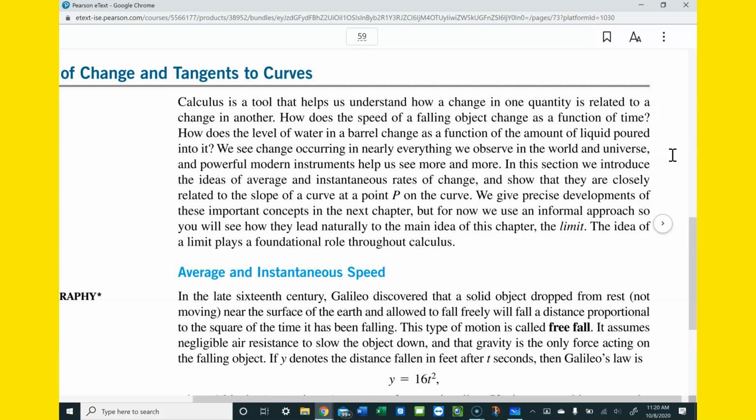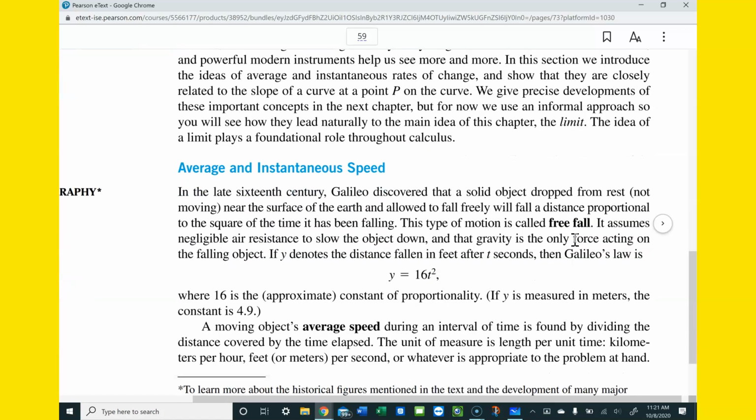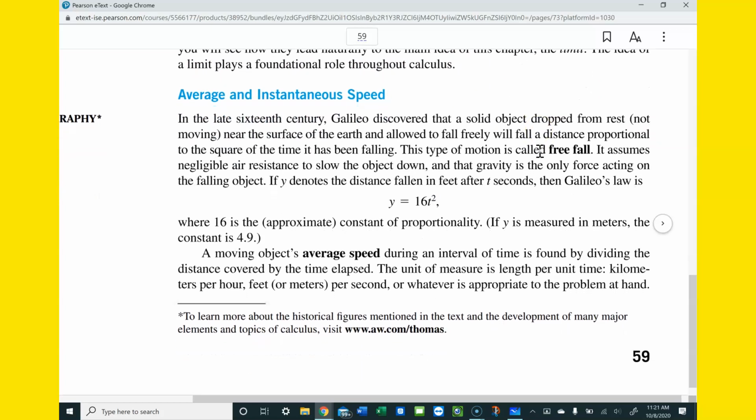Okay, so that's the big idea in this little section. Average rates of change versus instantaneous rates of change. We're going to distinguish between those in this section and show that they are closely related to the slope of a curve at a point P on the curve. We give precise developments of these important concepts in the next chapter, but for now we use an informal approach so that you will see how they lead naturally to the main idea of the chapter, which is the limit. The idea of the limit plays a foundational role throughout calculus.